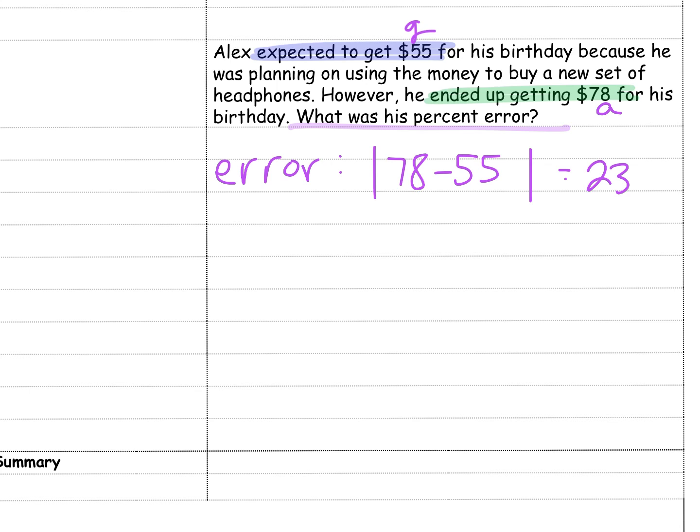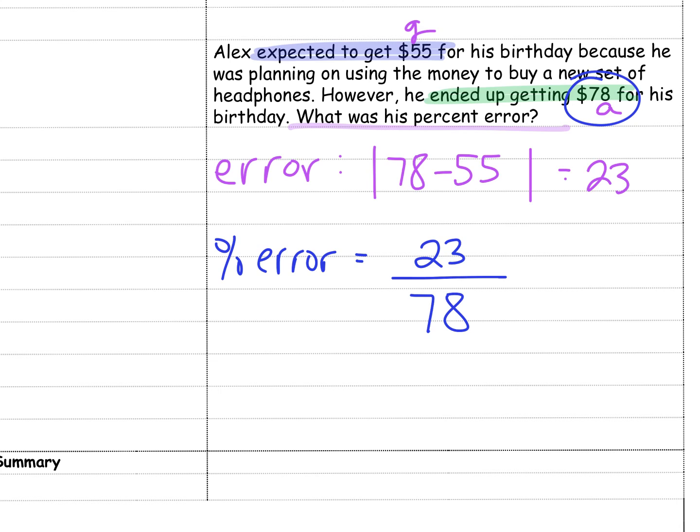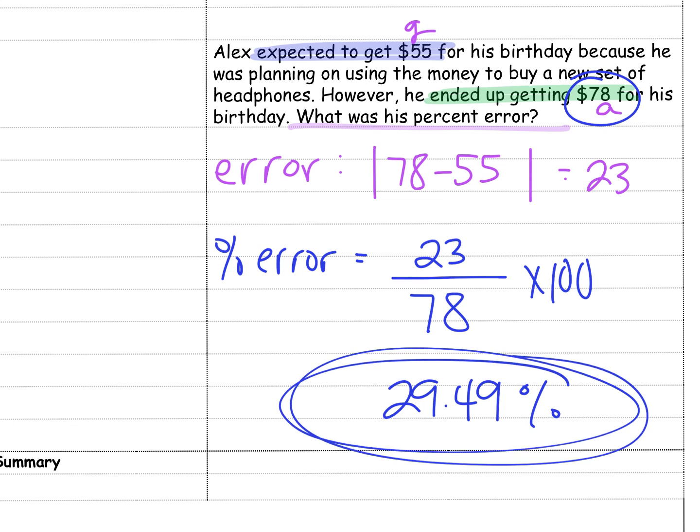So to find the percent error, we take how far off I was, 23, divide it by the actual, and then because that's going to be a decimal, we multiply by 100 to make sure we get a percent answer. And when we calculate that, we end up with 29.49%. So he was about 30% off with his guess.